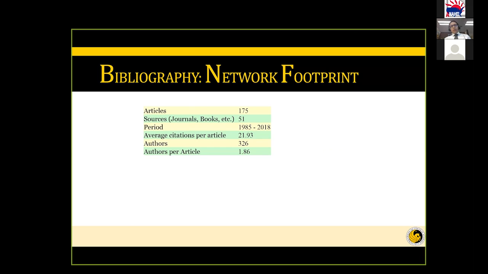So with a quick search, when I was preparing for this webinar on Scopus, the initial search found about 400 articles, but when I narrowed it down to only closely related articles to network science and complexity, I found 175 articles from 51 different sources, including journals, books, and book chapters, published between 1985 and 2018. They have received around 20 citations per article from 326 individual authors. And on average, we have about 2 authors per article in this area.